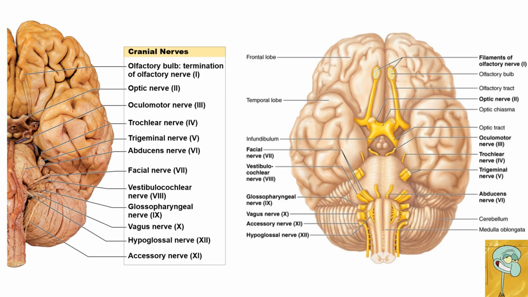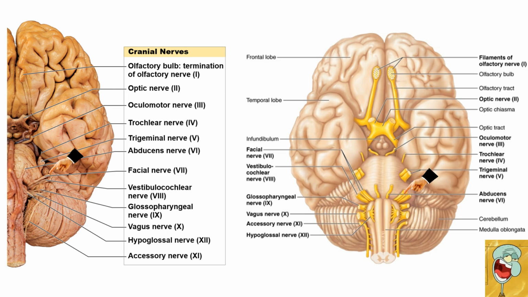Associated with the pons. Cranial nerve 5, the trigeminal nerve. Located on the lateral pons, it provides facial sensation and motor control for chewing. Cranial nerve 6, the abducens nerve. Located at the junction of the pons and medulla, it abducts the eye.